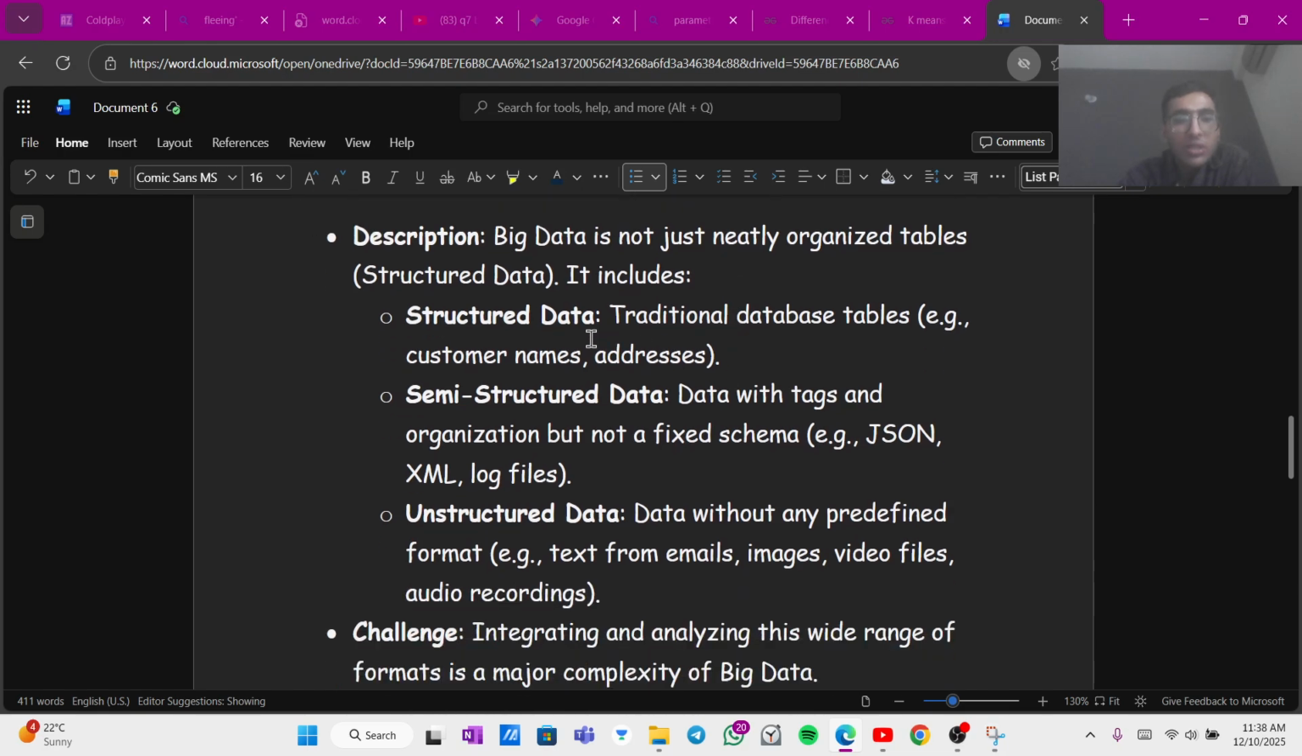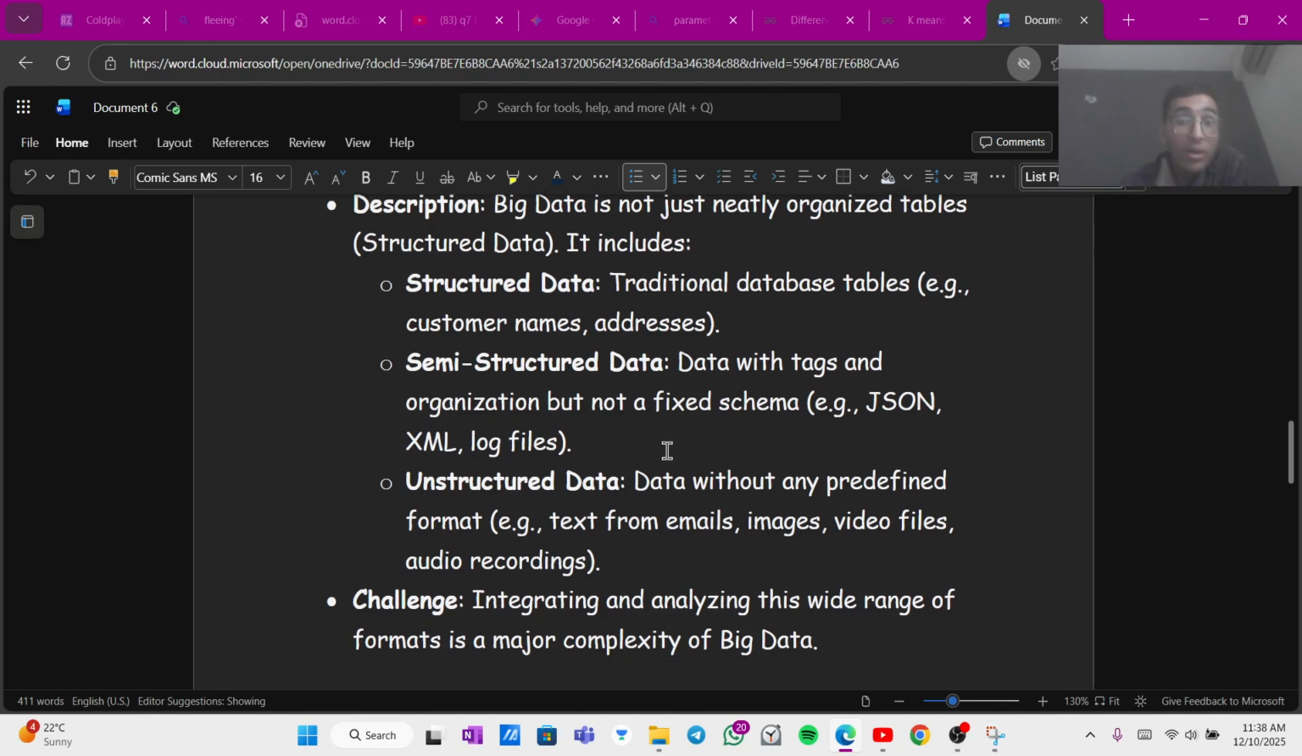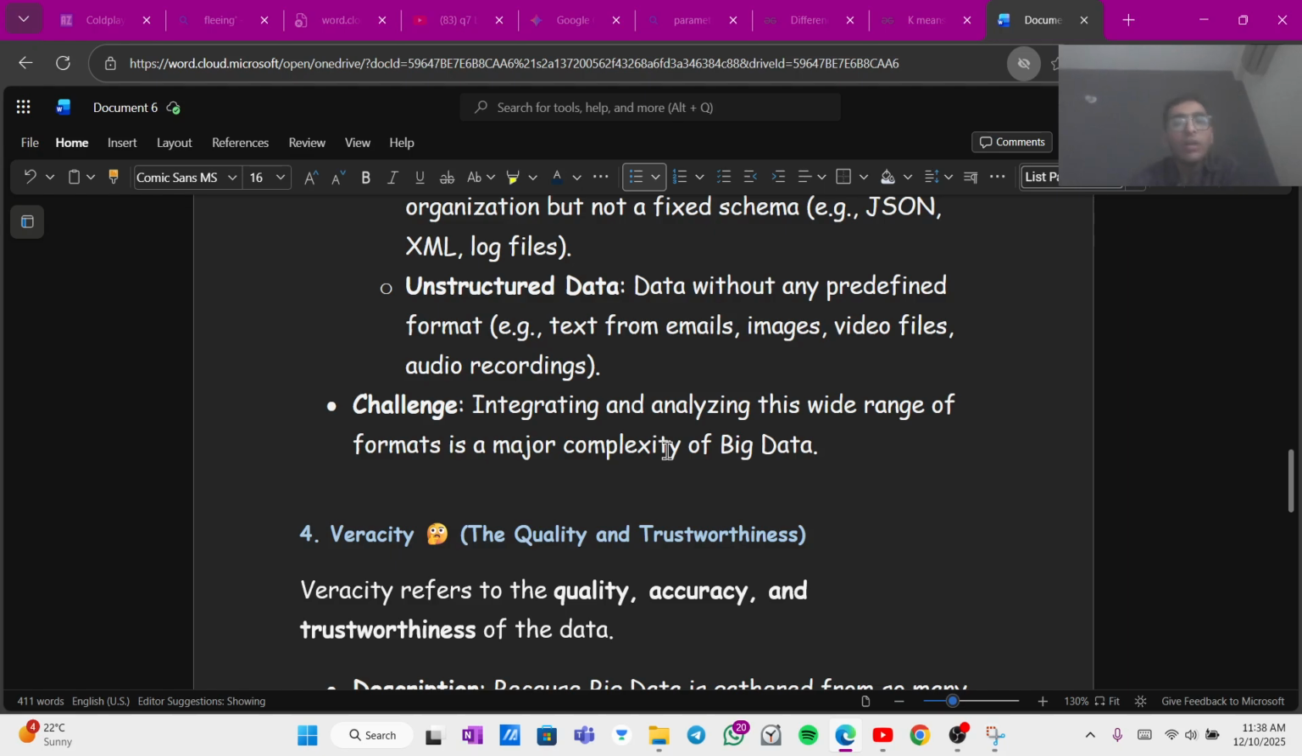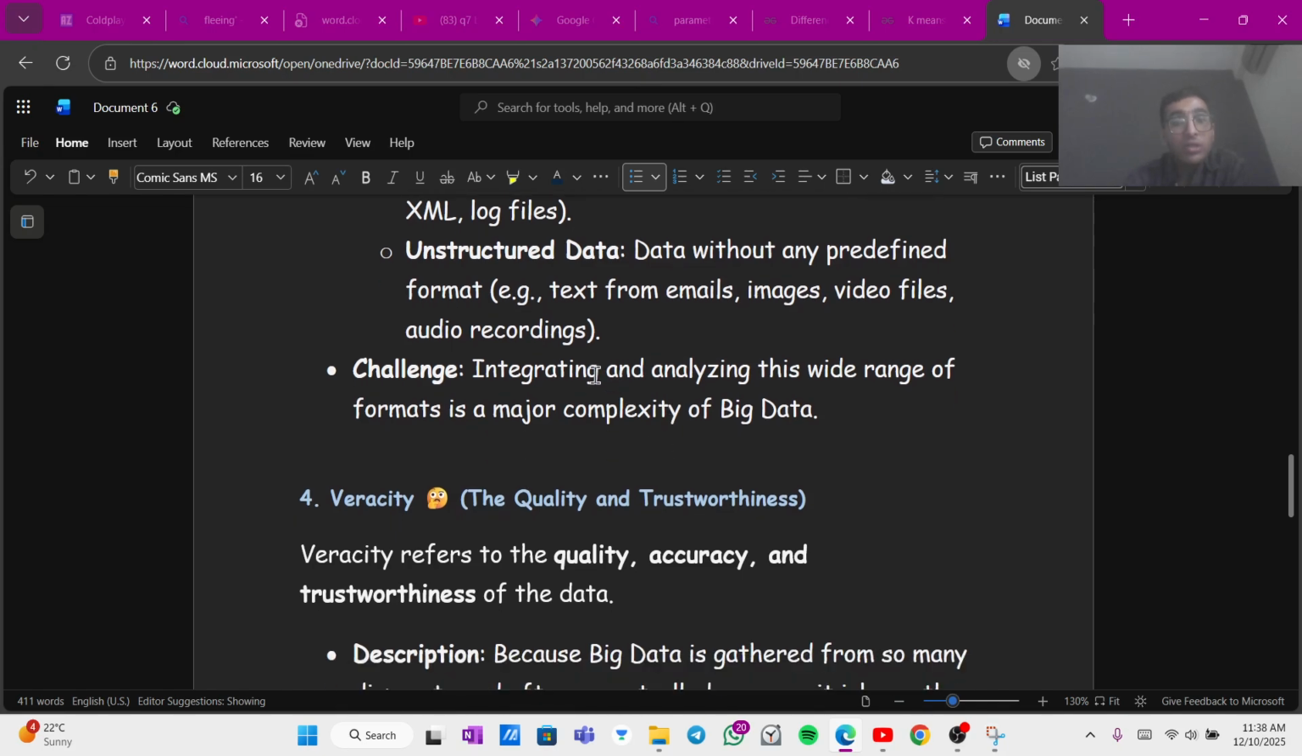It includes structured data, meaning data which can be stored in structures, semi-structured data, data with tags and organization but not a fixed schema, and unstructured data, data that can't be defined in a format. So the challenge is we need to integrate all these different kinds of data into one so that we can use it, take everything into account, gauge, and then analyze.